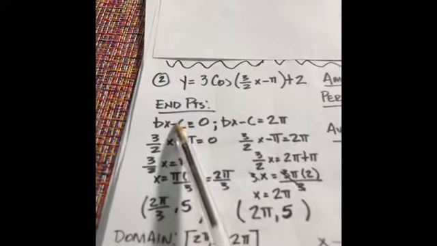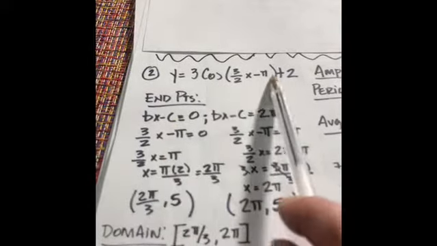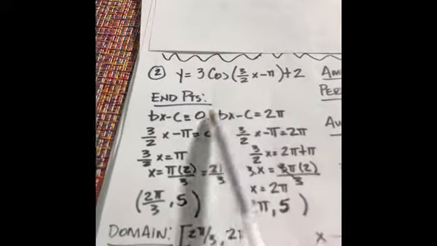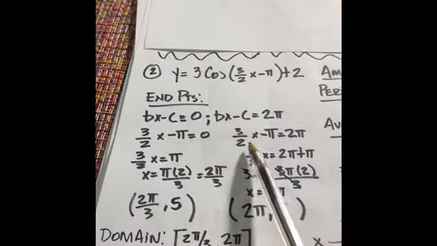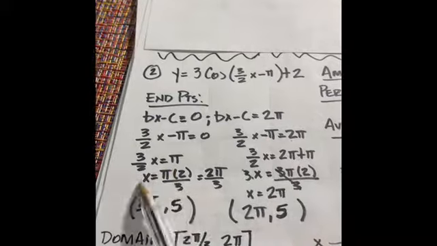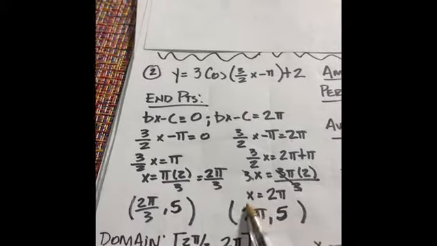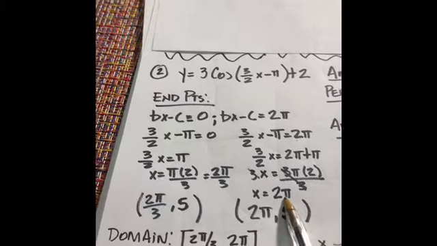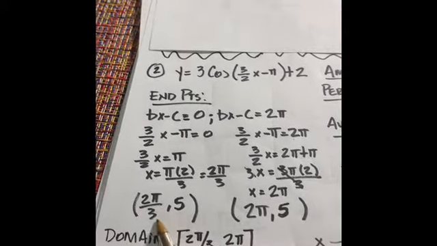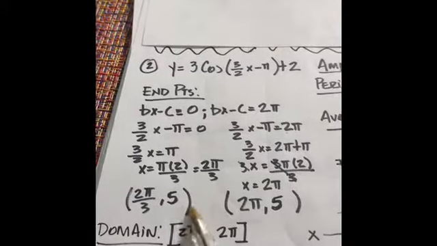Bx minus c, again, this one can be positive or negative, it doesn't matter. I just take it directly from the equation. 3 over 2 x minus pi is equal to 0, and 3 over 2 x minus pi is equal to 2 pi. Solve for x, so the first x value is 2 pi over 3, and the ending of the graph is 2 pi. So in my endpoints, 2 pi over 3 and 2 pi. Remember, I just get the x values here. The y values are going to be obtained from the graph.